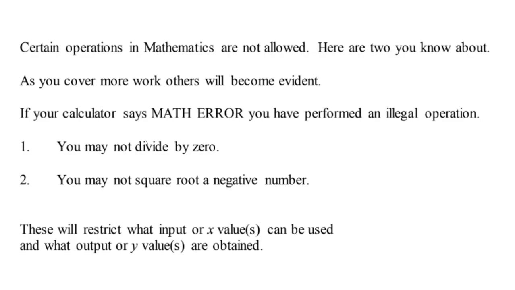Certain operations in mathematics are not allowed. Boy, you got to really know this. You can't divide by zero, so you have to be very careful. Your calculator will say error. And we can't take the square root of a negative number.